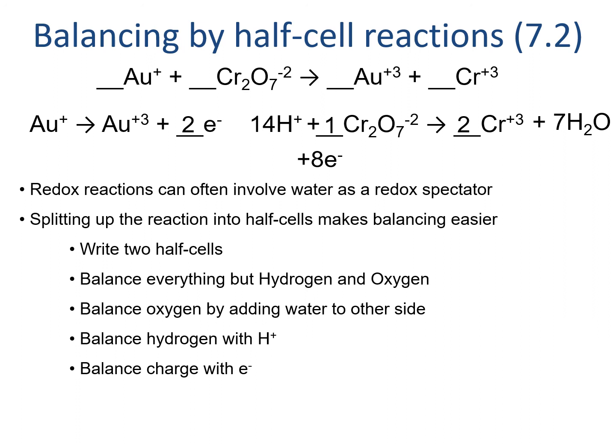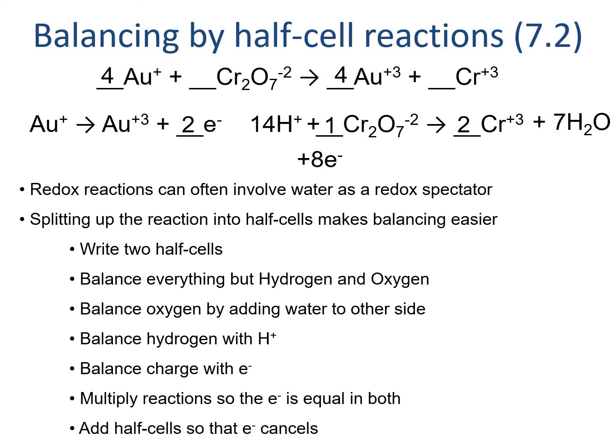Since the gold half cell only accounts for 2 electrons at a time, we need to multiply this half cell by 4 so that the electrons balance. Since that cancels out the 8 electrons from the other half cell, I can just add the components of the other half cell to get the overall balanced equation.